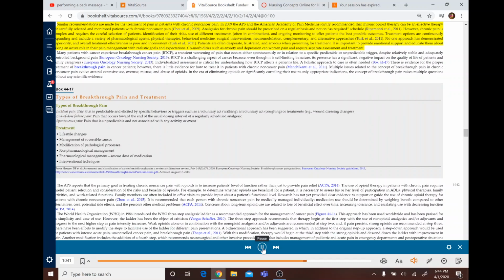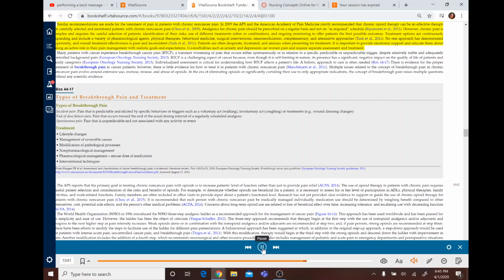Similar recommendations are made for the treatment of pain in patients with chronic non-cancer pain. In 2009, the APS and the American Academy of Pain Medicine jointly recommended that chronic opioid therapy can be an effective therapy for carefully selected and monitored patients with chronic non-cancer pain. Chou et al., 2009. Analgesics for chronic pain should be prescribed on a regular basis and not on an as-required schedule. Ripamonti et al., 2011.